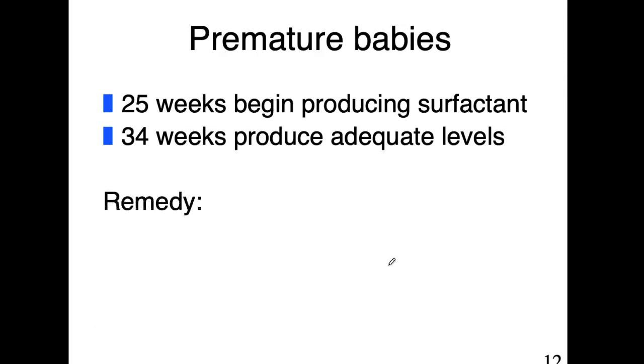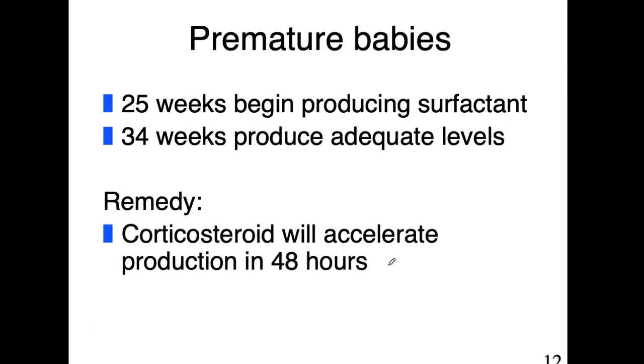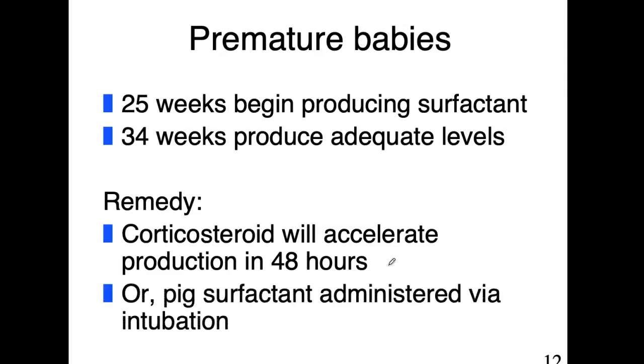And what you would do in a premature baby that was under the 34 weeks, you would have to try and accelerate the production of that surfactant, and you would do that with a corticosteroid, or you could also supply the actual surfactant. It's usually pig surfactant that you can administer via intubation, and that way the baby could breathe without those alveoli collapsing.